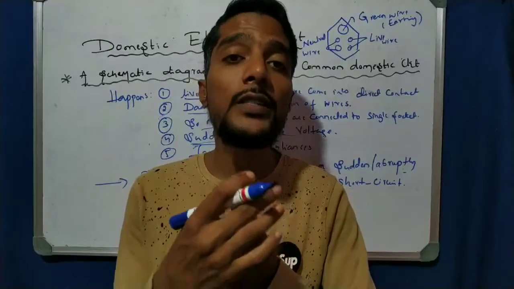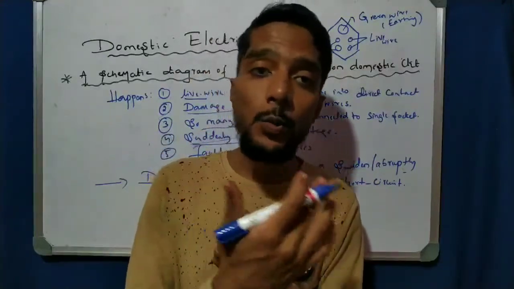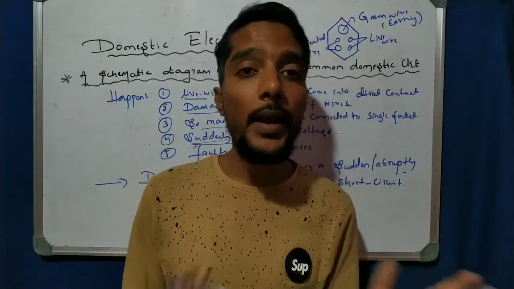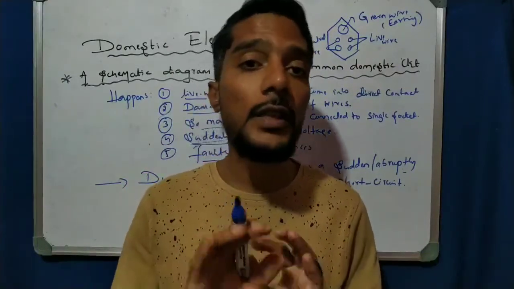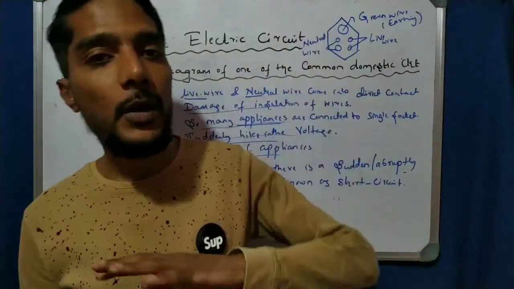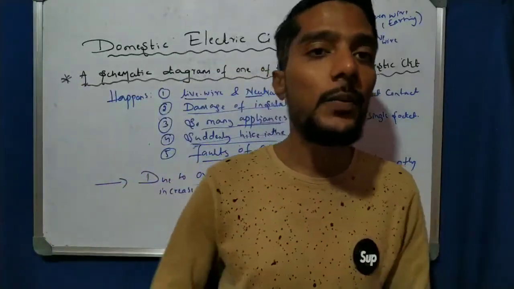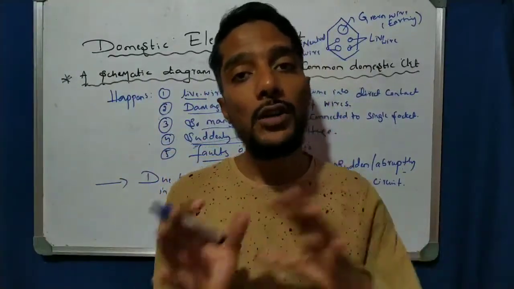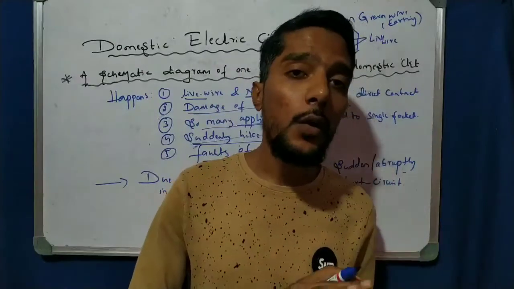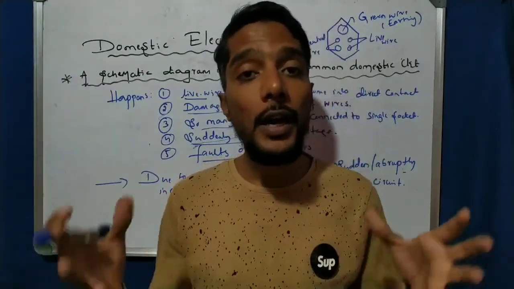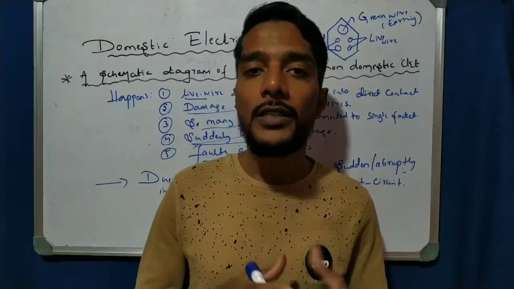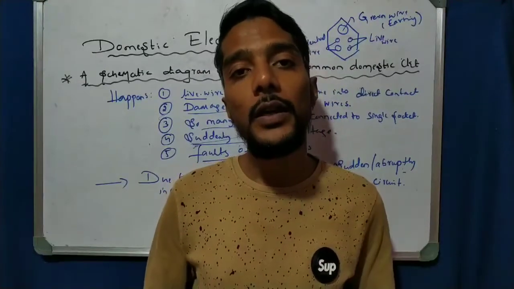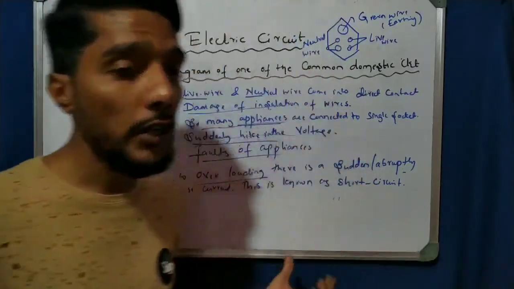One reason is the same voltage is received by all the appliances. And the second reason these are parallel connections is that every appliance, every device, has a separate switch. Because of that we say that the domestic electrical circuits are parallel connections, okay. And then we come to the very important point, that is overloading and then short circuit. What is overloading? Overloading is when the live wire and the neutral wire come in direct contact, and due to the overloading we get another phenomenon called a short circuit, okay.